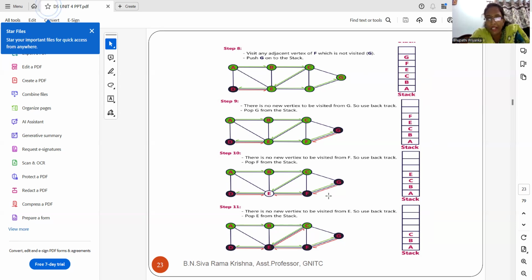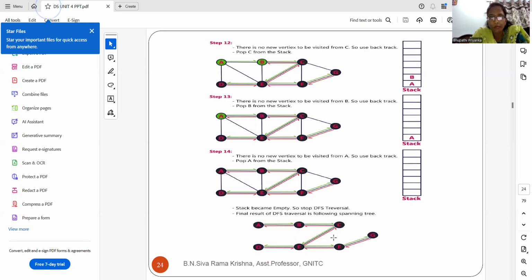Next, after F, there is no new vertex which can be visited. So you need to pop it. Next, pop E from the stack. Next, there is no new vertex to be visited. The already visited vertex is B. So pop it from the stack. C, sorry. C, you need to pop it from the stack.